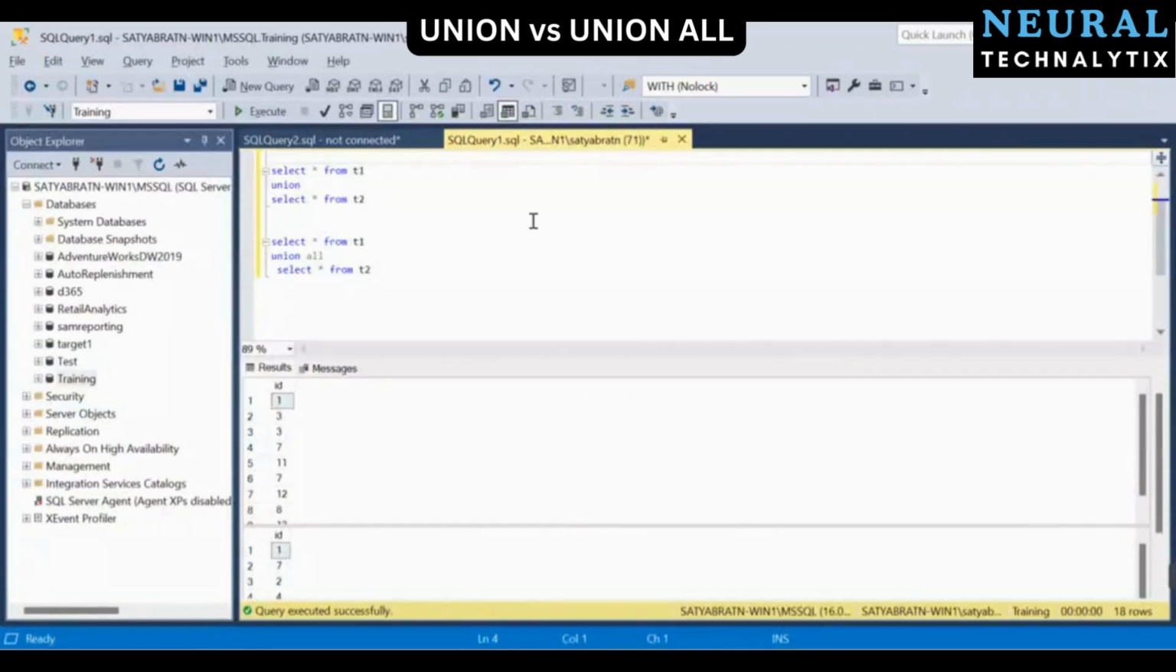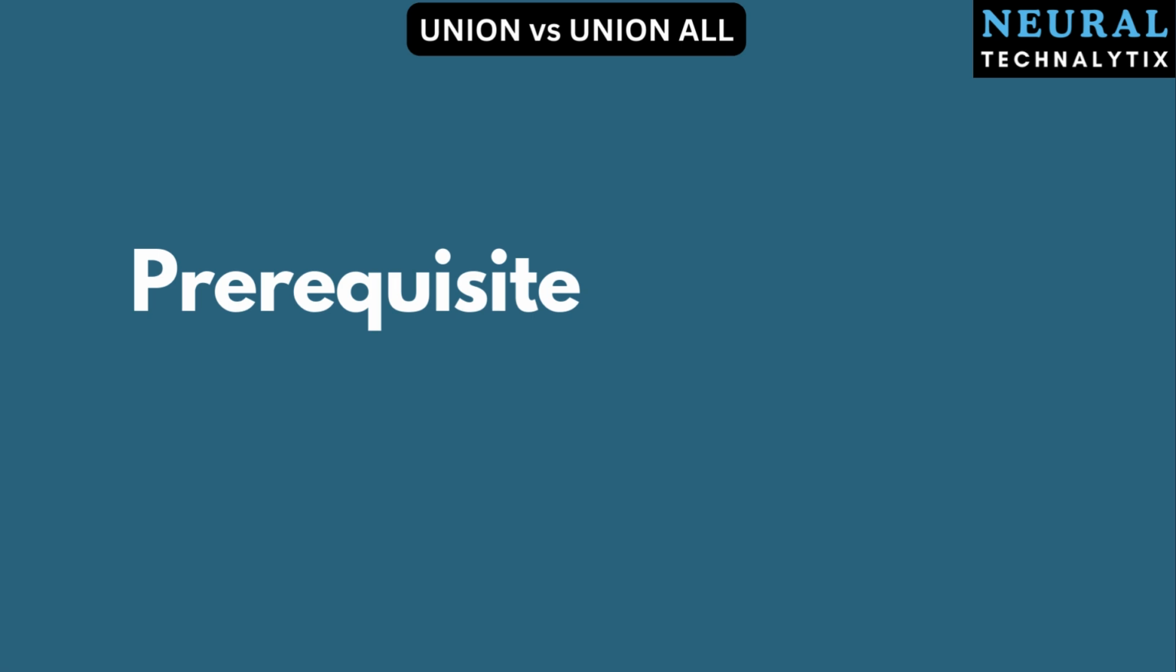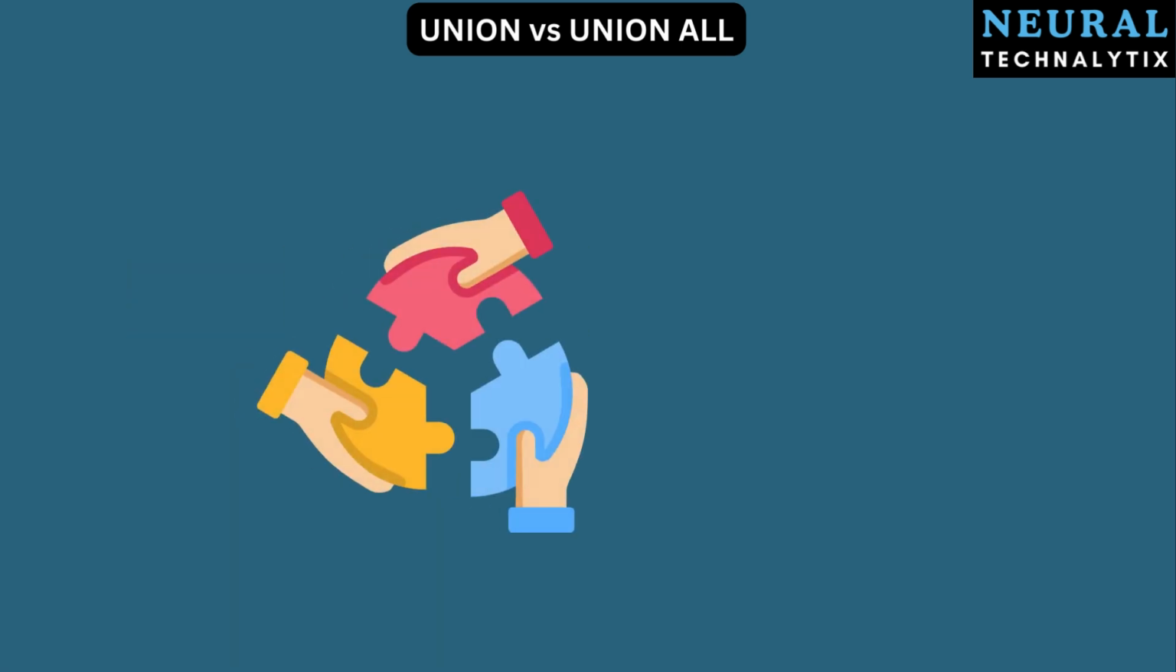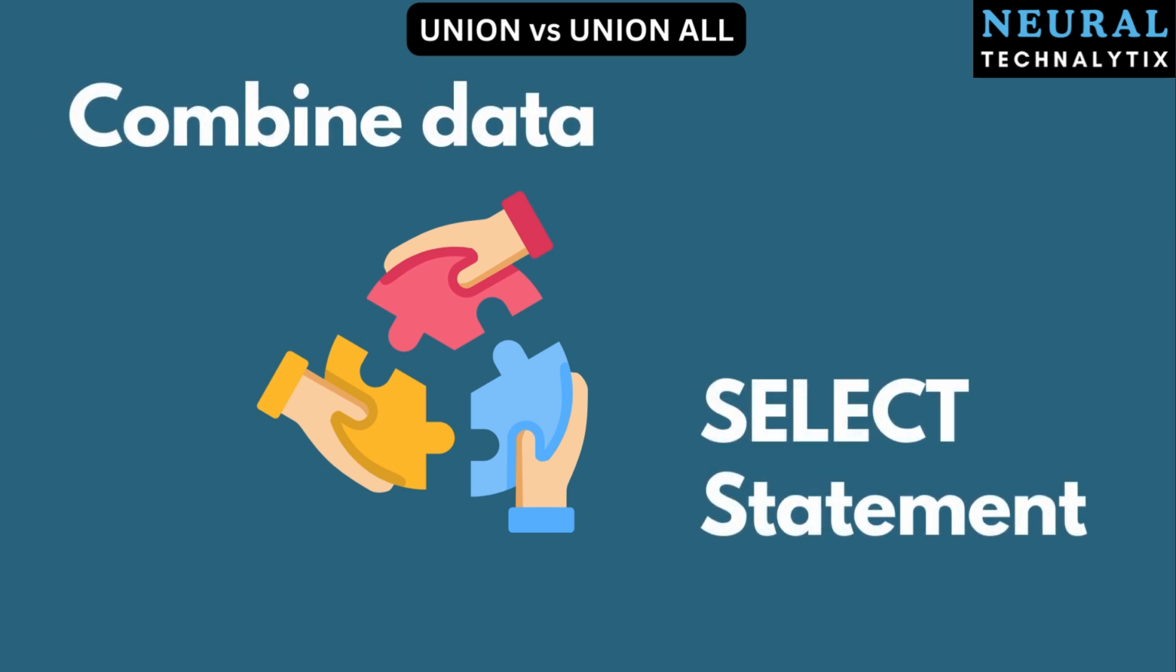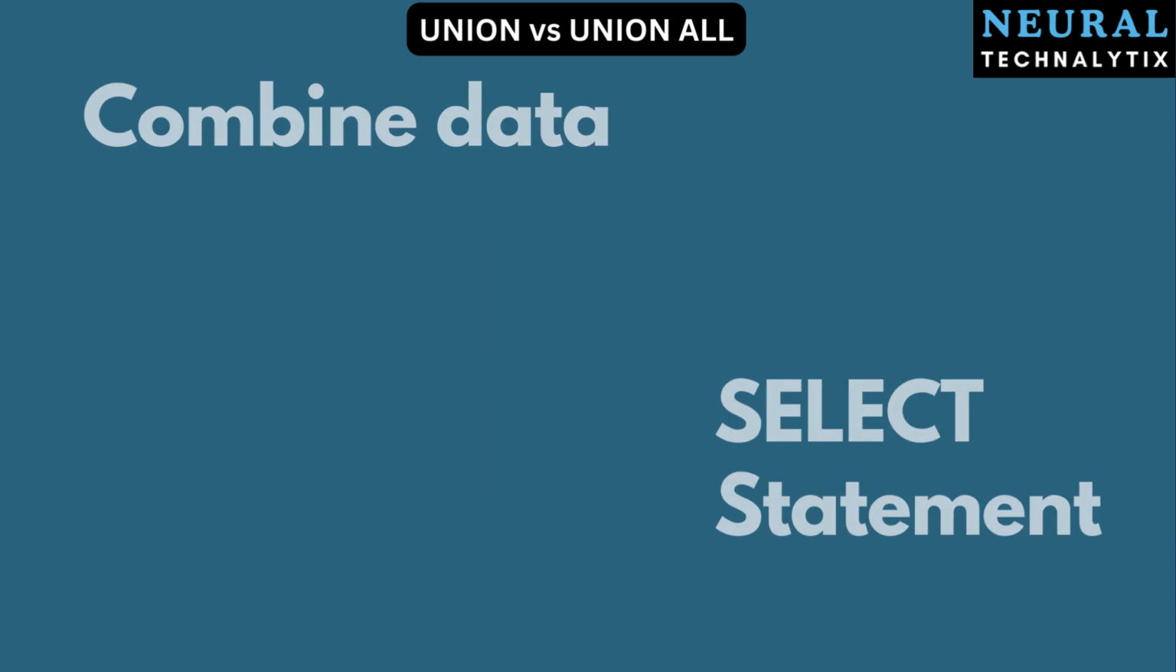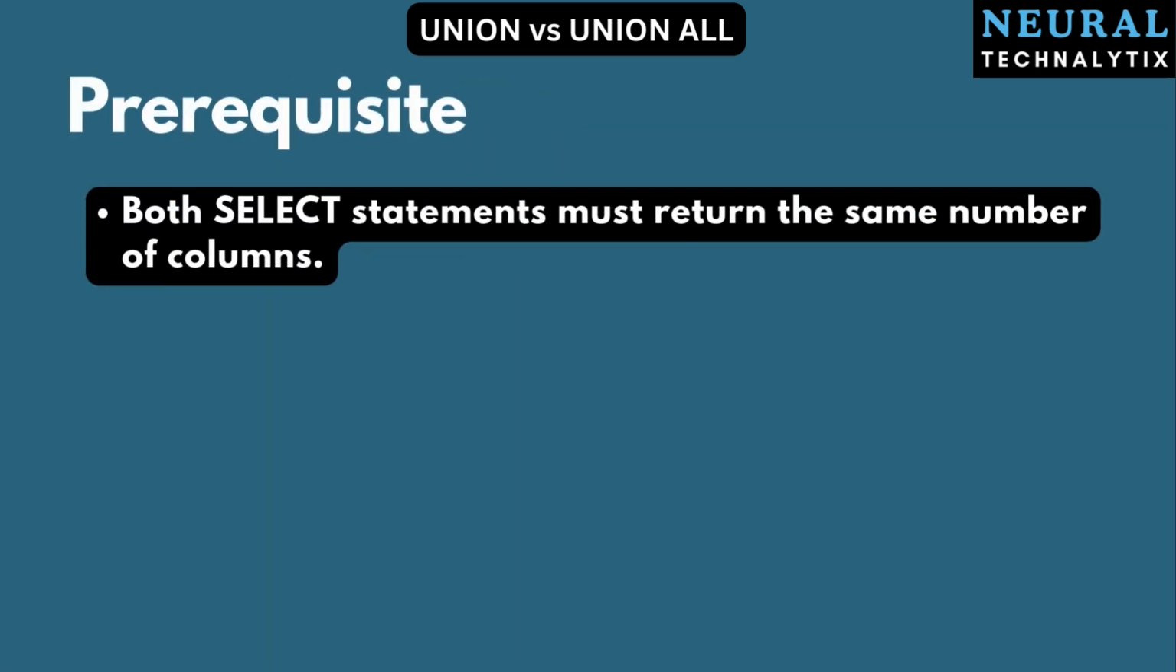So before getting into the question, let's understand union and union all, starting with the prerequisites. Normally we use union or union all to combine the data from two or more select statements. If you are going to use union or union all, both select statements must return the same number of columns. If the first select statement is returning 5 columns, the second select statement should return only 5 columns. It cannot return 4 or 6. It is not going to work.